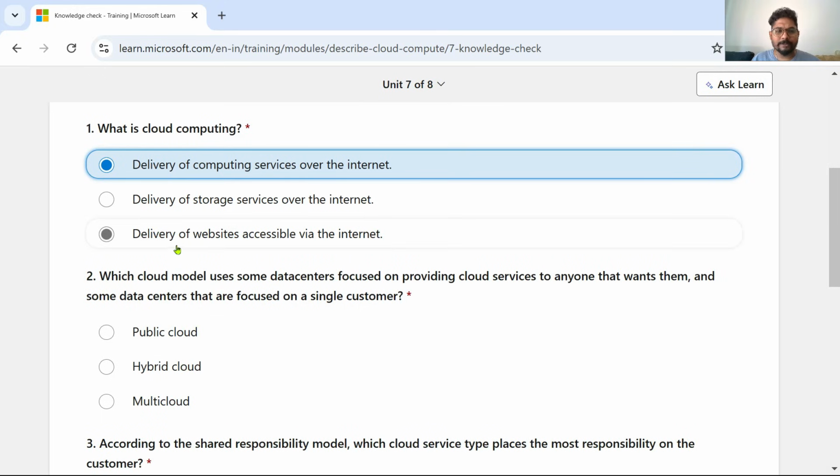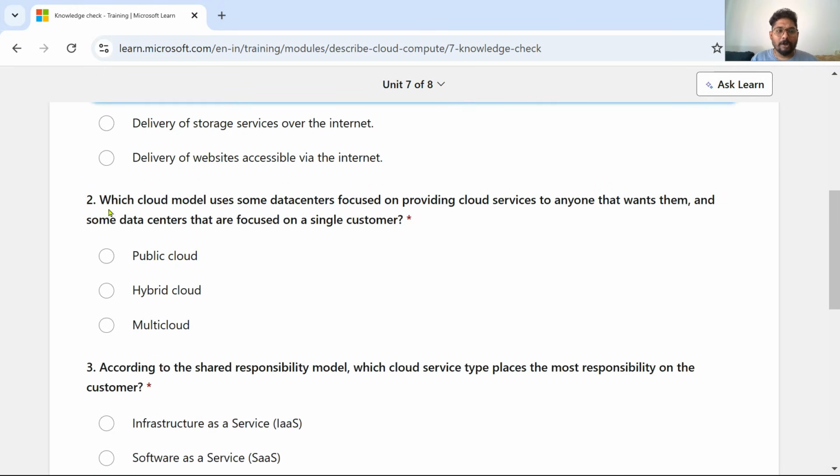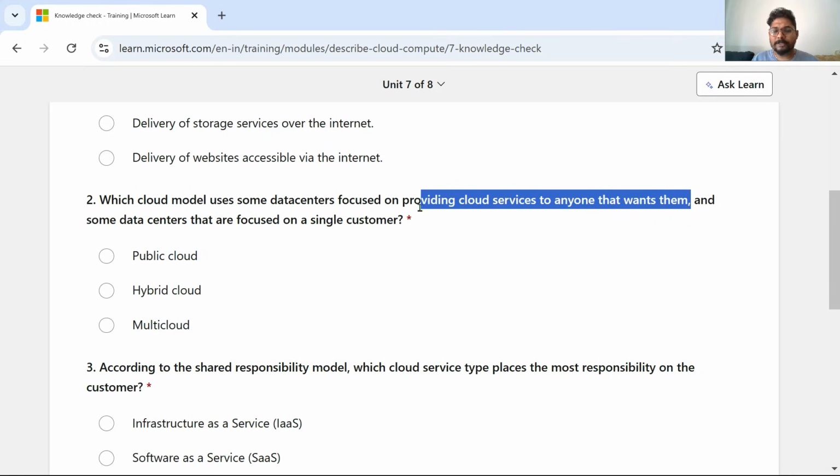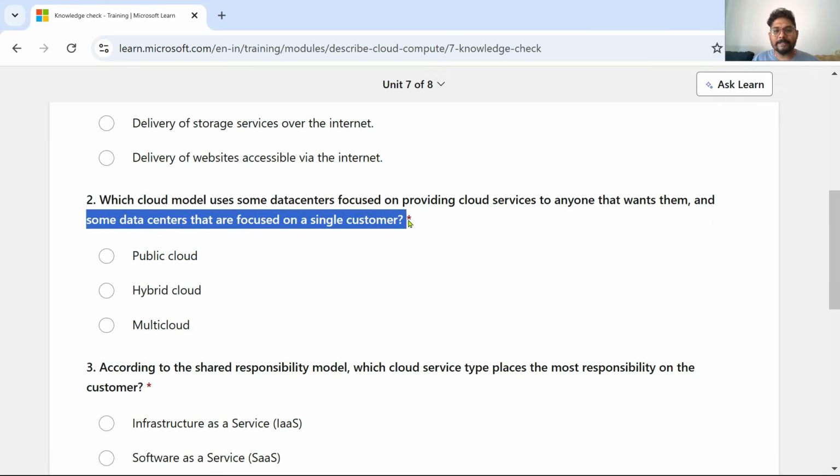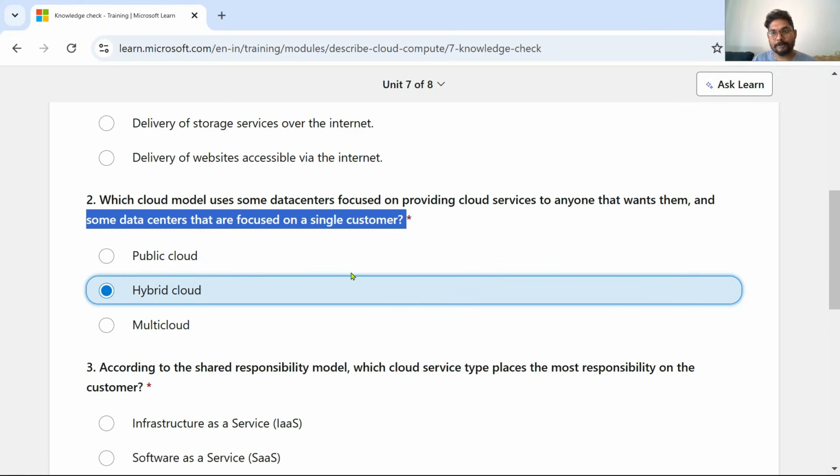Delivery of storage services, delivery of website, no. Okay. Which cloud model uses some data centers focused on providing cloud services to anyone that wants them? So anyone who wants them means it is public. And there's another option: some data centers that are focused on a single customer. Single customer means it becomes private. So when you combine private and public, the answer is hybrid. So the answer should be hybrid.